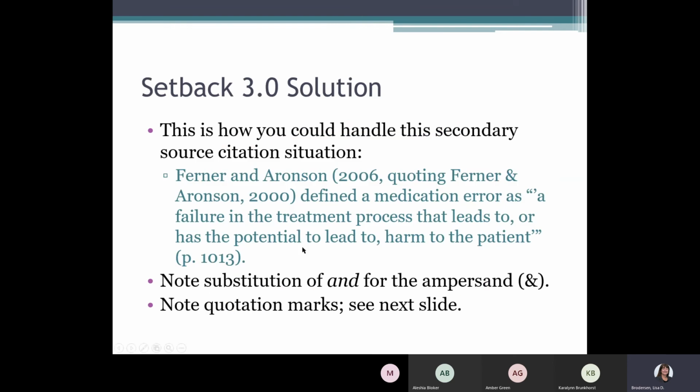So my suggestion is just to avoid it altogether. And avoiding that would be easy if you had the primary source. And then I want you to notice how "and" is substituted for the ampersand. So in a parenthetical citation of a source, you use an ampersand, whereas out here in the in-sentence citation, you use "and," not an ampersand. All right. And then the quotation marks are the issue. I pointed that out already.